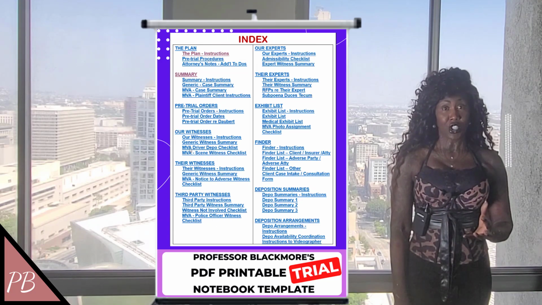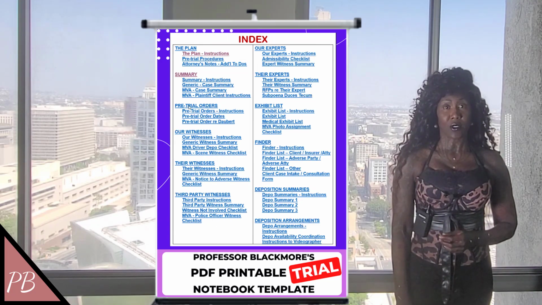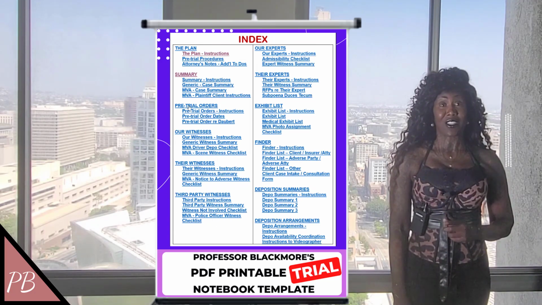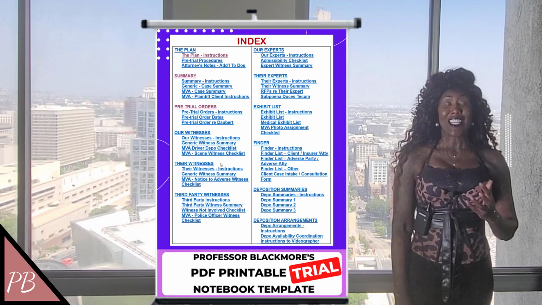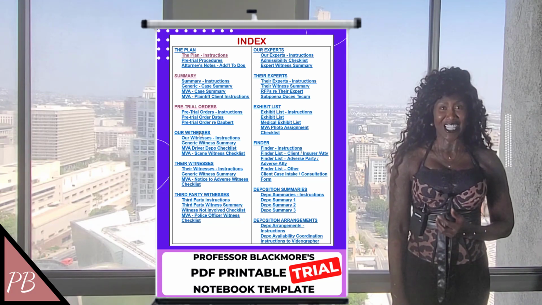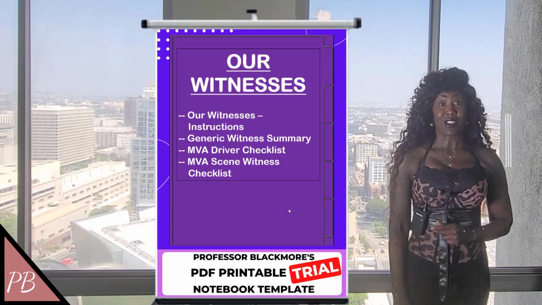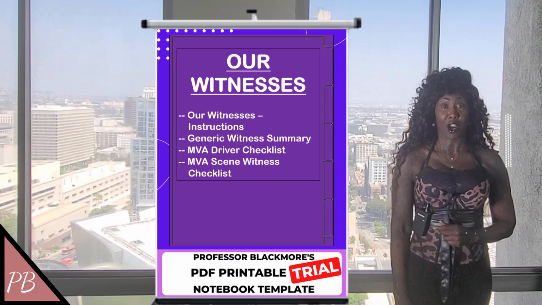Now, the next section is the pretrial order section, and here are some of the things you'll find in this section. The next section is the Our Witnesses section, and here are some of the things you'll find in this section of the trial notebook template.